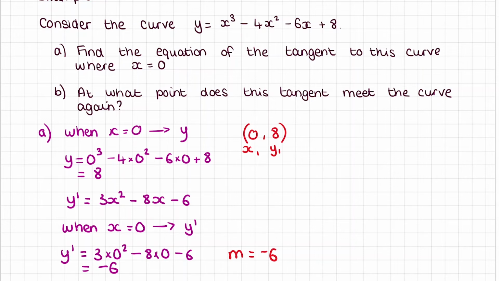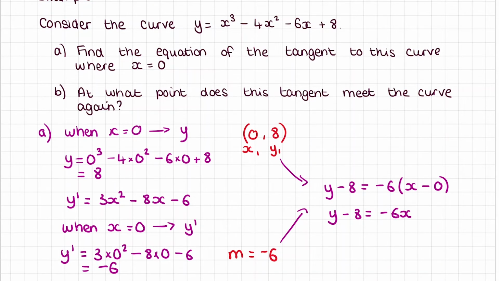And then we can put these two into our equation of a line. So y minus y1, so y minus 8 equals our gradient negative 6 multiplied by x minus x1, which will give us y minus 8 equals negative 6x. Now that is a valid form of an equation. Or we could rearrange it to y equals negative 6x plus 8, because that will actually help us with part B.